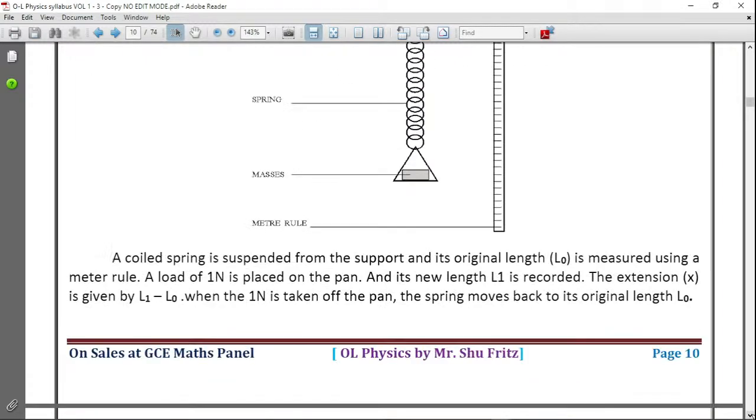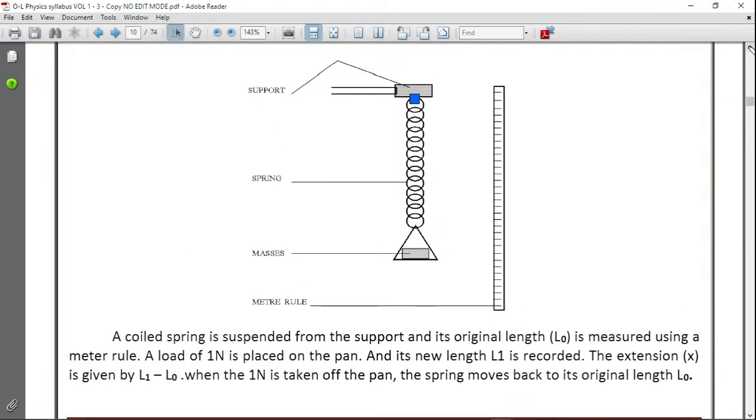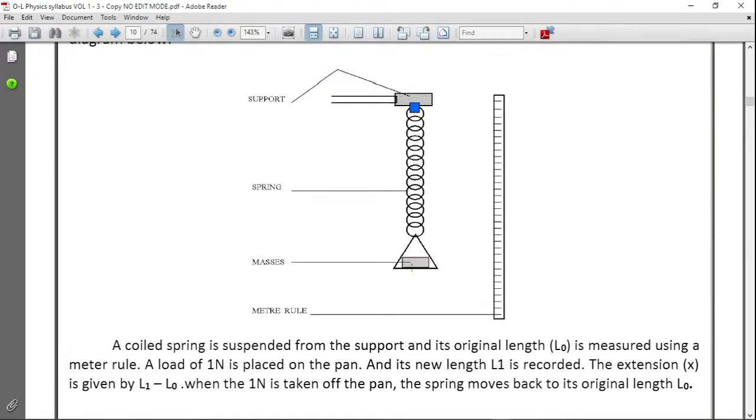Let's look at this diagram, which is on tension. If you look at this mass which is placed on this pan, we have this spring and we have this support. The more you add masses on this tray or pan, the more the spring will extend and the more the pointer will move downwards. And with a meter rule, you can get the extension.